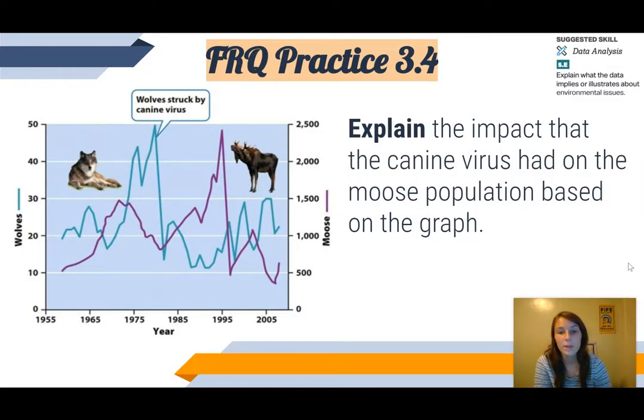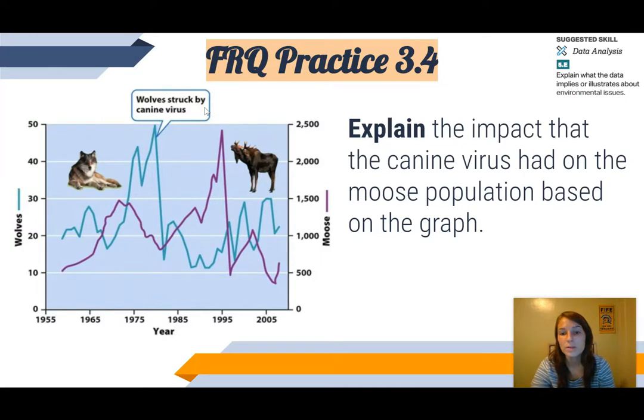So this is your FRQ practice 3.4, and the skill that you're going to practice is explaining what the data implies or illustrates about an environmental issue. This graph shows us what happened with wolf and moose populations when the wolves were struck by a canine virus that, as you can see, decreased their numbers.